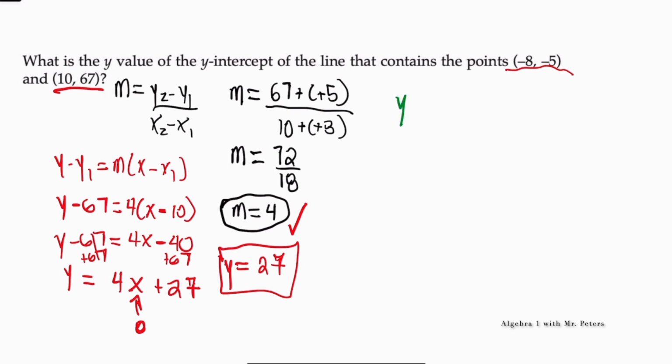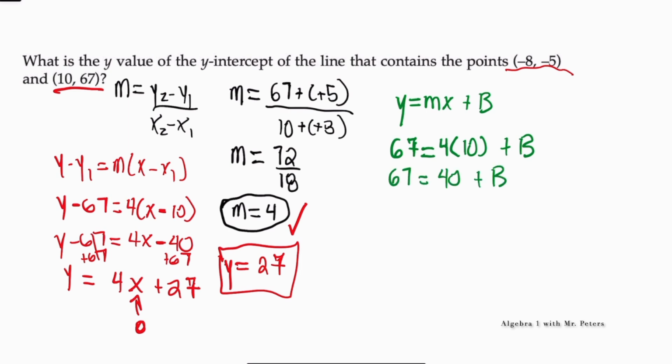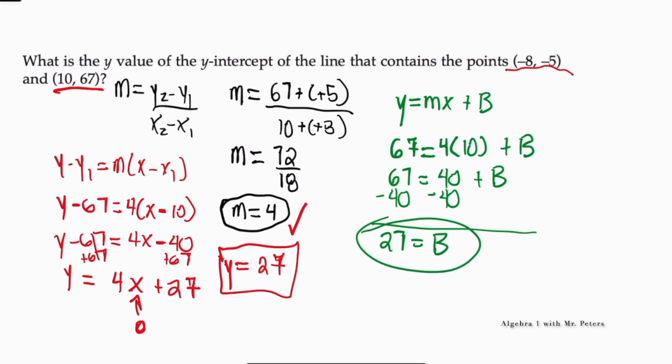Think about this. Y is equal to mx plus b. So let's do it, right? What is y? We know y is 67. 67 is equal to 4 times our x, which is 10, plus b. We're trying to figure out what b is. So 67 is equal to 40 plus b. We subtract 40 from both sides, and we know 27 is equal to b. B represents the y-intercept. So two ways for you to do the same problem. Pick what works best for you. And let's go on to our next example in this video.